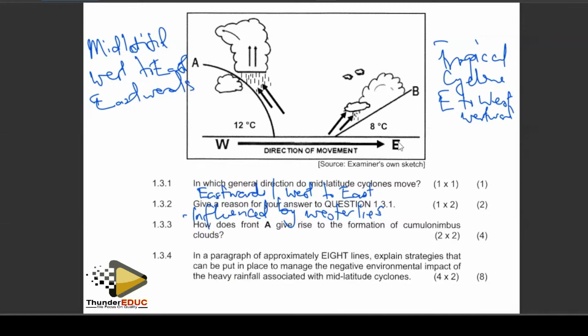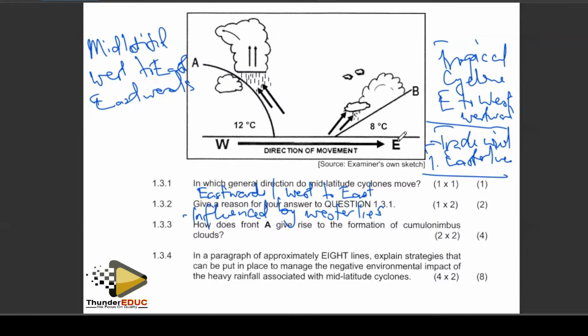In tropical cyclones, they move from east to west under the influence of the trade winds, or which we call the tropical easterlies. Those are the driving force of tropical cyclones for them to move from east to west. They are driven by the trade winds or the tropical easterlies, and these ones, they are driven by the westerlies.